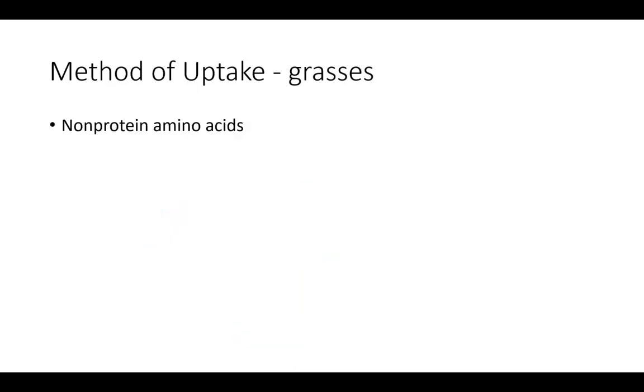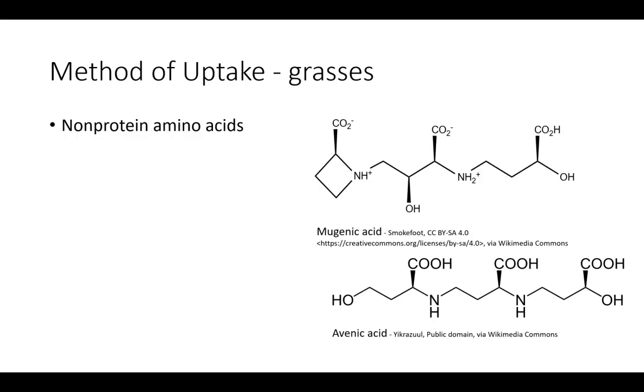When we talk about uptake of iron into plants, we've got uptake in grasses, we have got uptake in other plants. In grasses, it occurs with non-protein amino acids. Now, what that means is here we've got 2 non-protein amino acids. We can see that they are amino acids because they've got the amine groups in there. We can see that they've got the acid groups, which are the CO2 minus. And in this case, we're looking at mugineic acid and avenic acid.